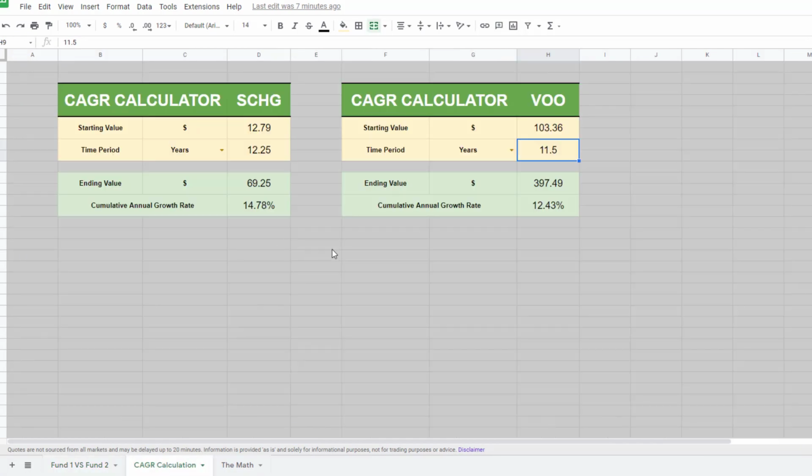Back over on our Excel workbook, I have a tab that actually calculates the CAGR number. So for SCHG here, you remember at the fund inception date, it was sitting around $12 to $13, and the total time period is actually 12 years and a quarter. It was December of 2009, so that's 12 years and 3 months, and currently we are sitting in March of 2022, so that's a quarter. So I tacked on a quarter to the 12 years. The ending value right now, the current price for SCHG, is $69.25. So that gives us a compound annual growth rate of about 14.78%.